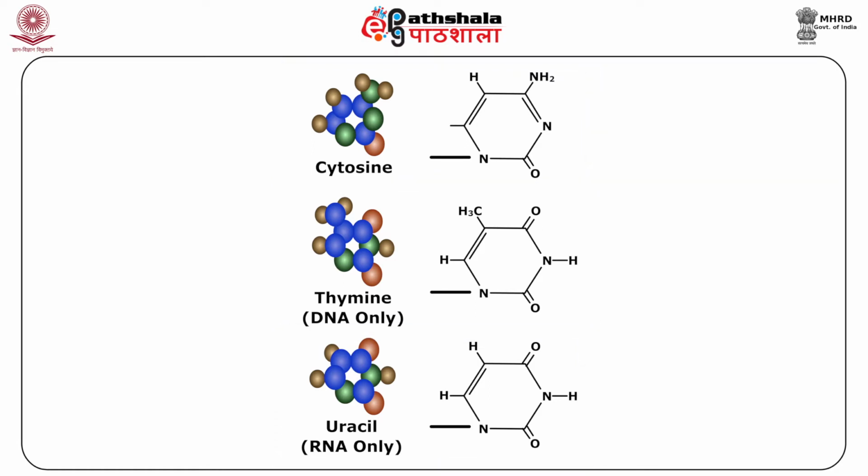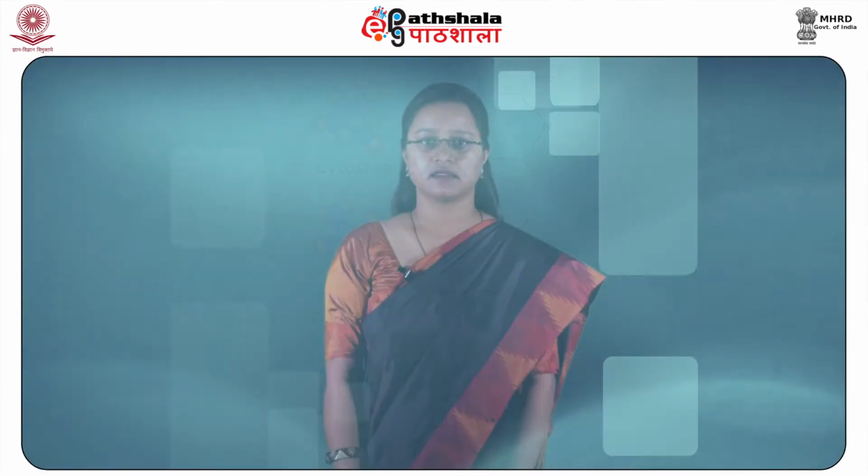Now if we look at their structures, we remember the original structure of the pyrimidine ring. Cytosine is 2-oxy 4-amino pyrimidine, while uracil is 2-oxy 4-oxy pyrimidine, and thymine is 5-methyl uracil. This was about the pyrimidines.